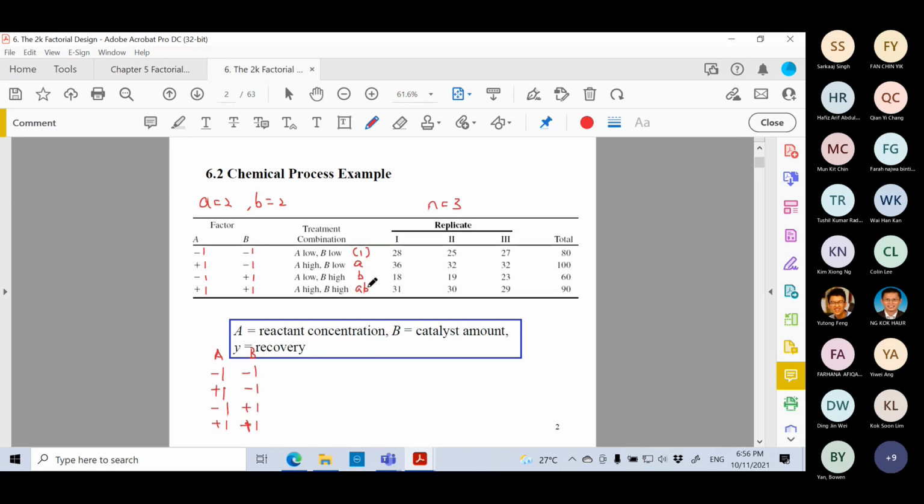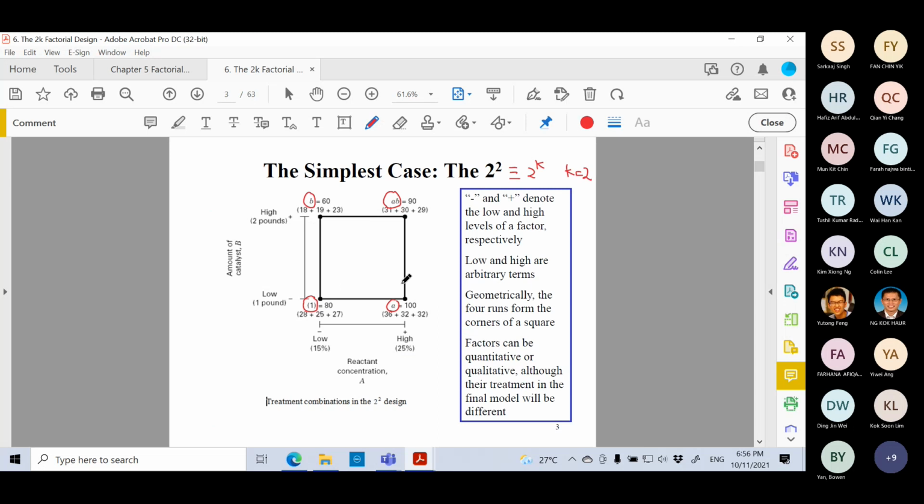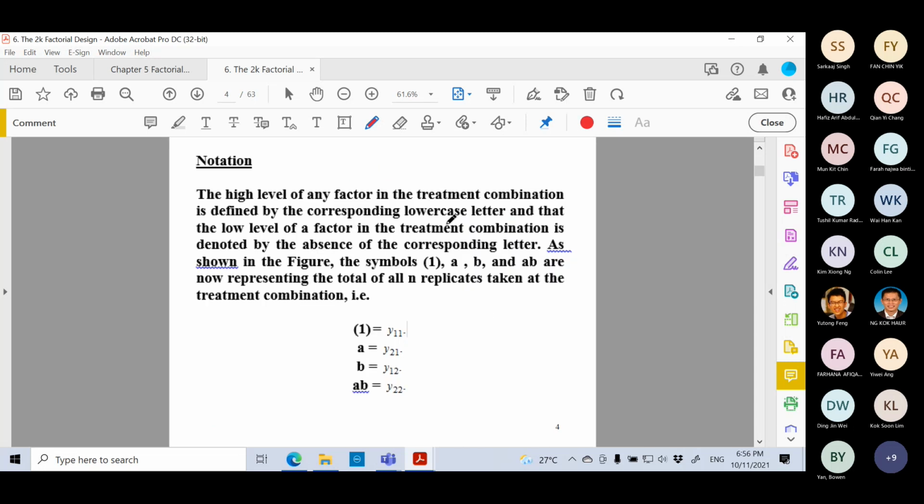Okay, so this one refers to the total. At the same time, the bracket 1 here refers to all at the low level. Okay, so this is a diagram here. If you cannot follow, here I will show it to you. The high level of any factor in the treatment combination is denoted by the corresponding lower case letter, and the low level of a factor in the treatment combination is denoted by the absence of the corresponding letter. So as shown in the previous diagram, the symbols 1, A, B, AB now represent the total of all n replicates taken at the treatment combination.